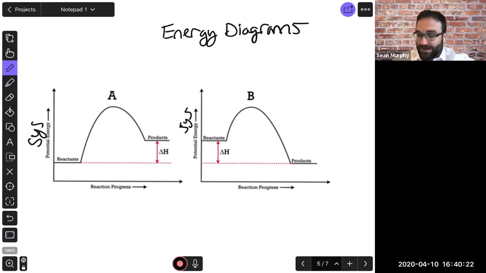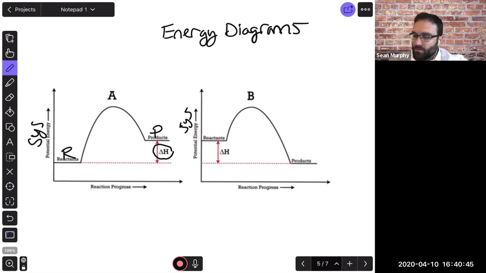Now we have reactants, which I sometimes just label R, and P for products. And they have this big hump for A. And then what you see is this delta H. Now the delta, the triangle, just means the change, like the final minus the initial. So what's the gap?